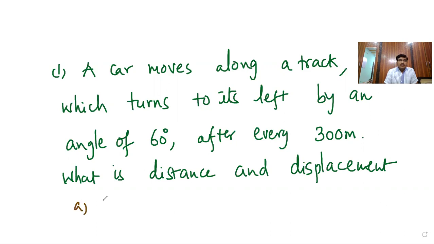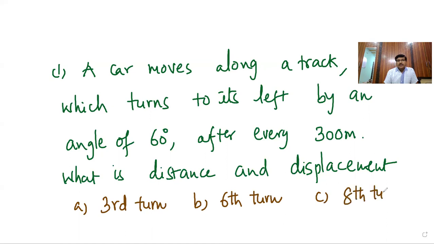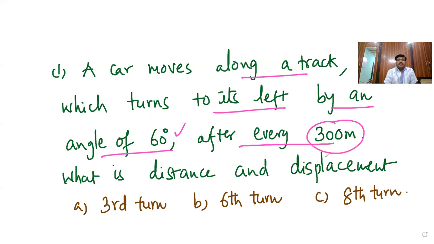A, at the end of the third term; B, sixth term; C, eighth term. Three cases are asked. The car is moving along the track to its left by an angle of 60 degrees after every 300 meters. Be careful, every 300 meters. He is asking distance as well as displacement in three cases: third term, sixth term, eighth term.